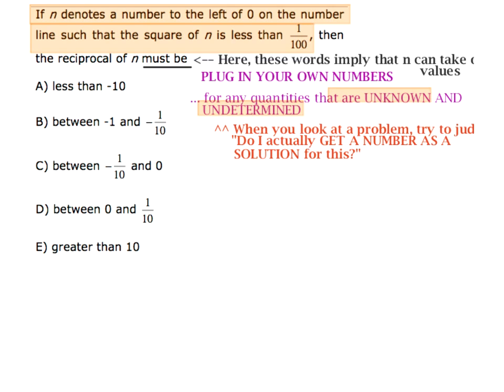So the challenge is, how do you pick your own number here? So let's do that. Let's pick our own number. Let's think about how to do that. Anybody have any ideas? So let's try that. If you tried -1, so let's pick our own value. Well, if we try -1 for n, then the square of n is +1. That doesn't satisfy the condition.